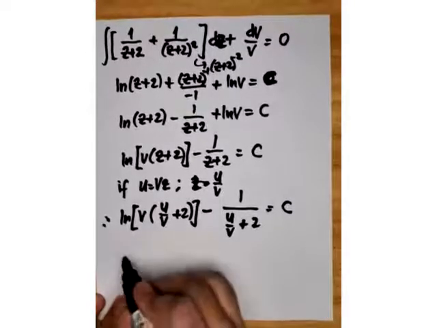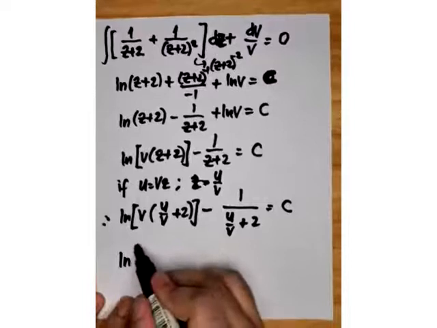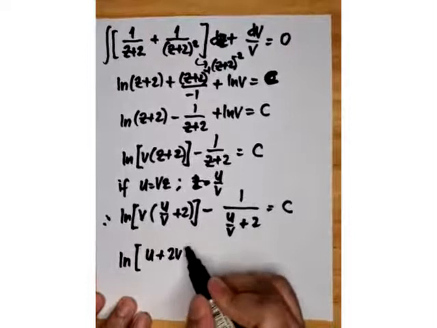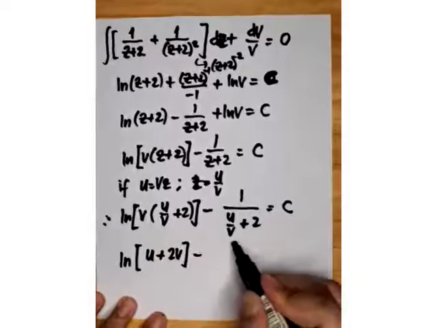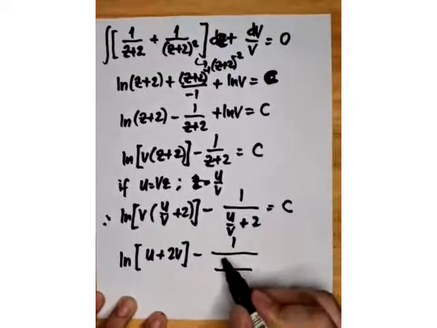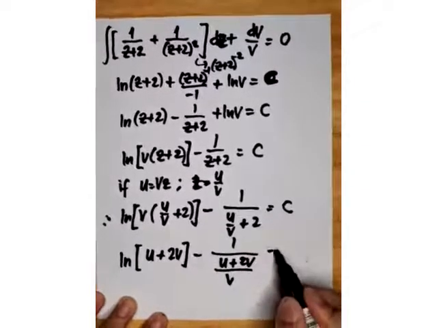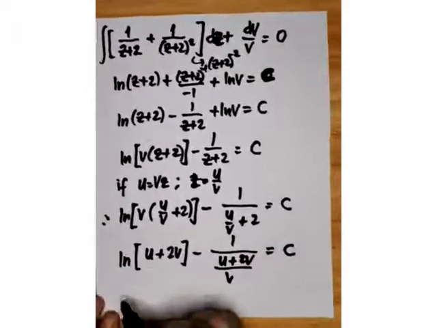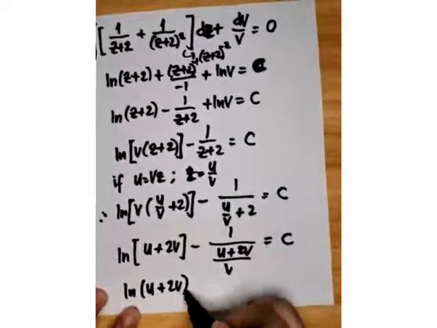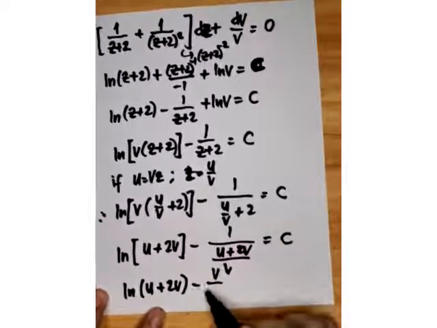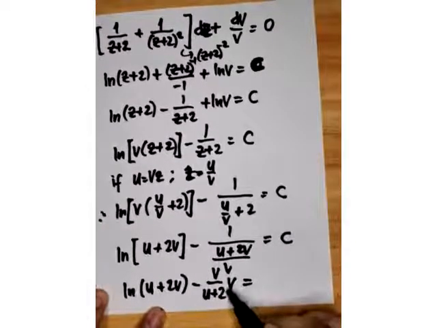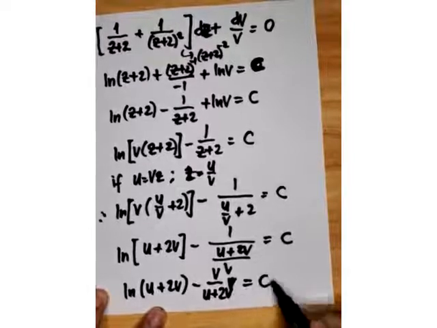Okay, so let's simplify. So this is ln of distribute u plus 2v minus 1 over, yung LCD nito is v, and then, yon. So u plus 2v is equal to c. Or we can write that as ln of u plus 2v minus v over u plus 2v is equal, doon siya nasulat, dito lang, plus c.